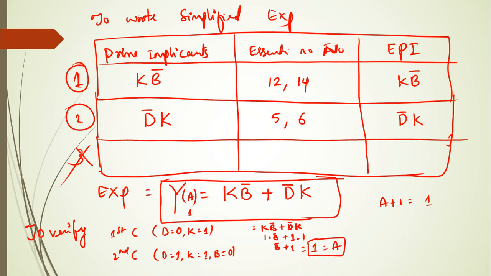Similarly, you can put the second condition also in the same expression, KB bar plus D bar and K. Put D as 1, where K is 1 and B is 0 so B bar is 1, plus D bar, meaning D is 1, D bar is 0, and K is also 1. See, for this also 1 into 1 is 1, plus 0 into 1 is 0, so 1 plus 0 is again 1, which means the alarm is high for this case as well.